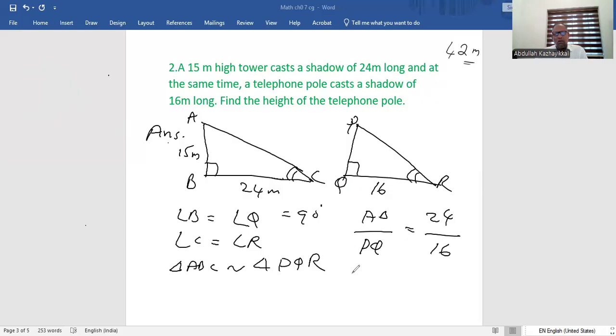So PQ we don't know, AB we know. AB is 15. So 15 by PQ is equal to 24 by 16. Now we can divide by 8. So 3 8s are 24, 2 8s are 16. So from here we are getting PQ.